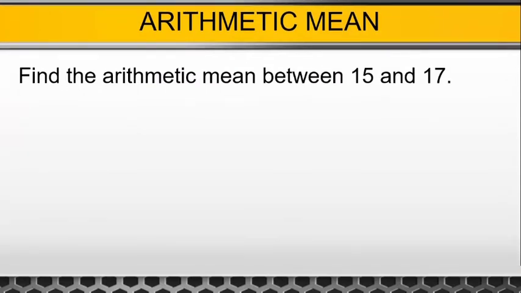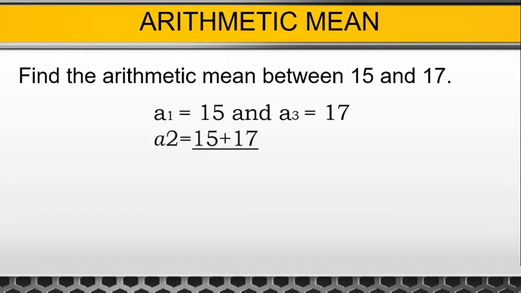For this problem, we have to find the arithmetic mean between 15 and 17. We have to remember that 15 is our A1 and A3 is 17. A2 is equal to 15 plus 17 divided by 2. The sum of 15 and 17 will be divided by 2 since we are looking for the arithmetic mean. 15 plus 17 is equal to 32, divided by 2 is equal to 16. So the arithmetic mean between 15 and 17 is 16.